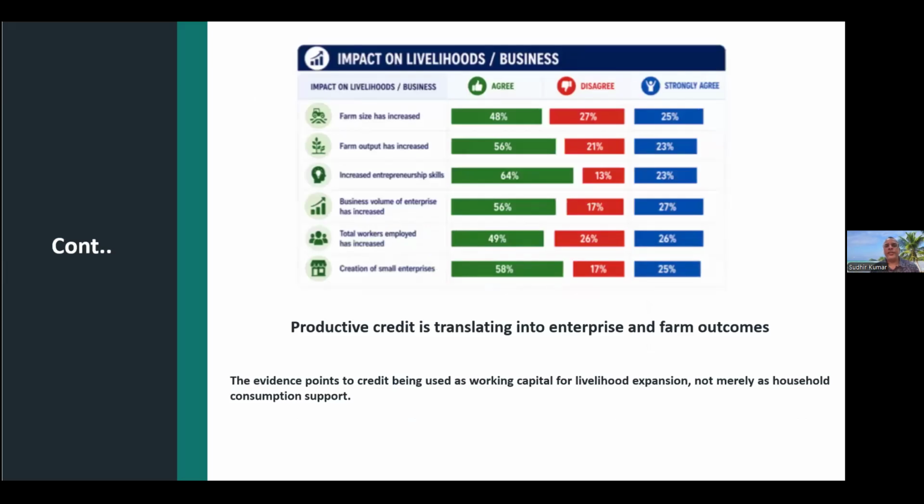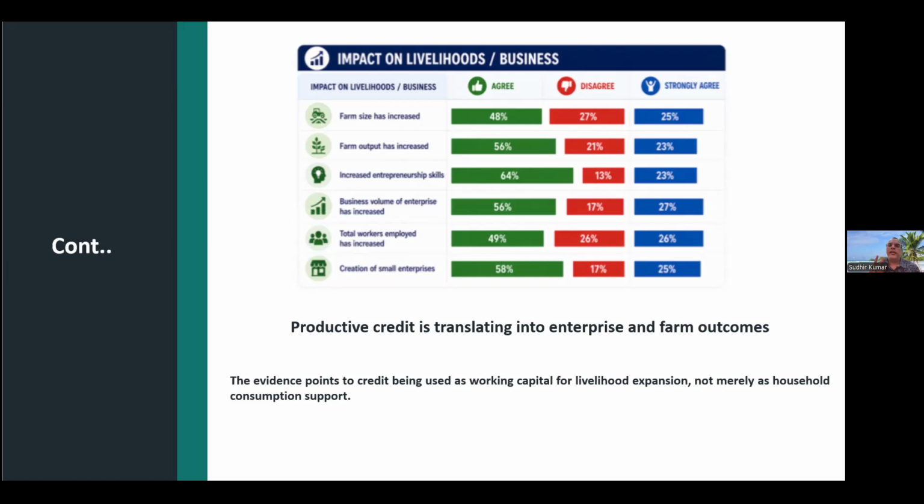This is the impact which is continuous. That first one was income itself, then the impact on livelihoods and business. This was mostly agree and disagree. So quantification we have not put here. So mostly positive parameters. People have agreed in terms of farm price has increased, farm output has increased, entrepreneurship skills, business volume, workers employed, and creation of small enterprise. These were the segments in which we asked people to show their agree, disagree, and strongly agree.